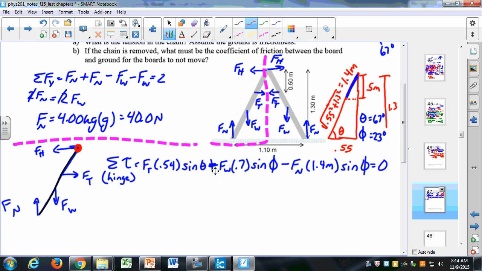We don't know the tension, and we don't know the normal. No, we do know our normal force, actually. Yeah, so that's all. We only have one unknown in that problem, so we can solve for Ft.